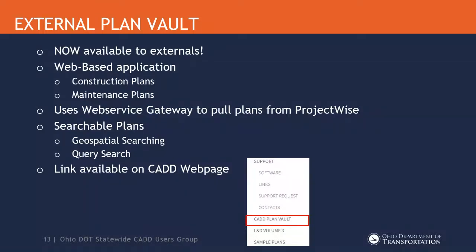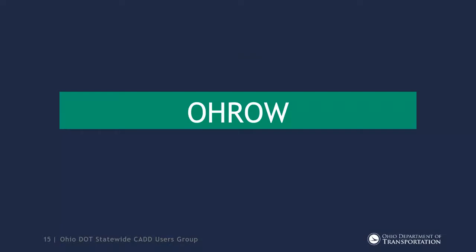This is using our web service gateway to pull those plans from ProjectWise. So again, it's doing something similar to our desktop application. It is taking the PDF from our OhioDOT archive data source, except this time it's loading it to a web browser instead. I forgot that I made a video, so I'll just go ahead and let that video play here.